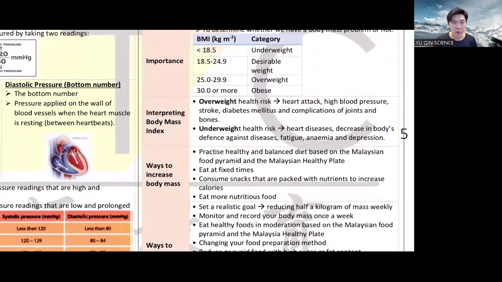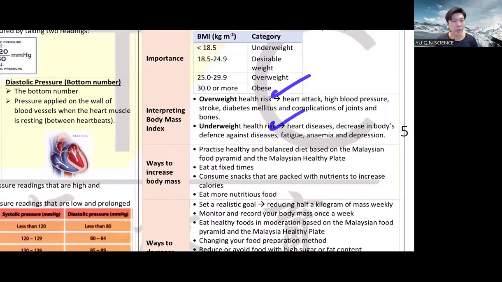Okay, so overweight and underweight are both not healthy actually. Like I said, all our measurements have to be in the middle. Body temperature 37 means 37, anything higher, lower, no good. Blood pressure must be 120 over 80, anything higher, lower, no good. Same goes for this one. Must be between 18.5 to 24.9, anything higher, lower, no good.